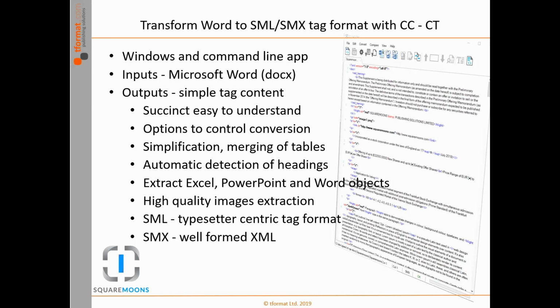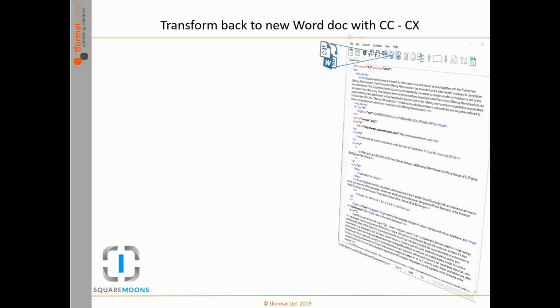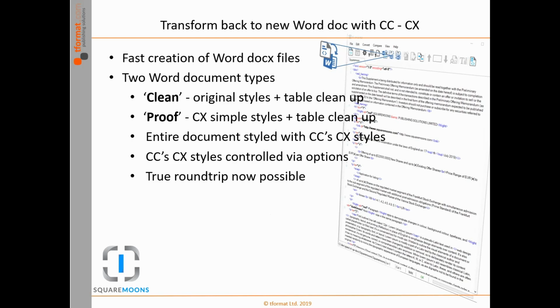250 pages of standard financial content converts in 8 seconds. And the output is always validated to be consistent when it's fed into the pagination software. The CX option within CC now allows the full round trip from within the CC application. You can take the SMX or SML tag data format, along with the style control options within CC, and create a Word document based on this content. So round trip is now possible from CC.